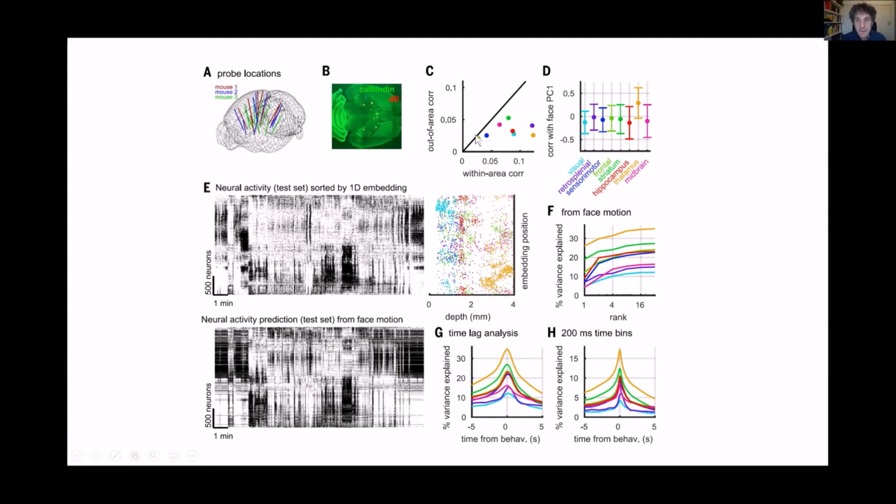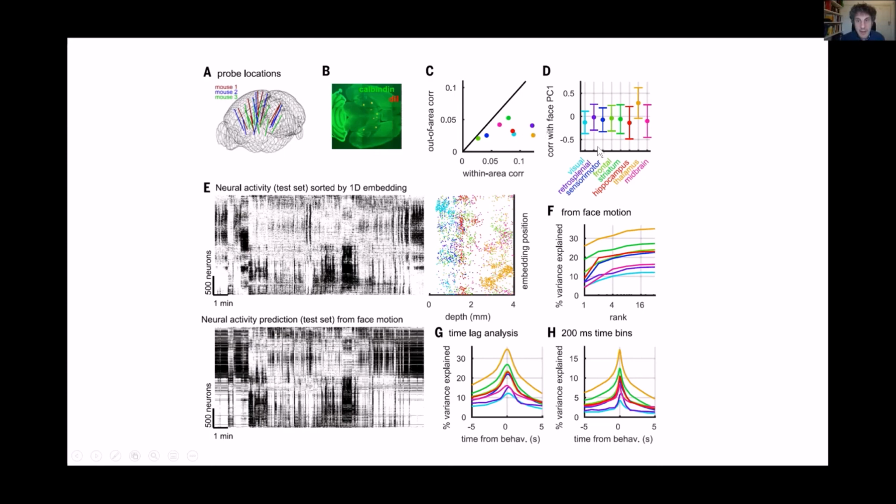Here you see for every dot a different brain area, different parts of the cortex, the thalamus, the midbrain, etc. And the x-axis is the mean correlation between cells within that single area. And the y-axis is the mean correlation of cells in that area with other areas. And you can see that they're all below the diagonal. They're all more correlated within an area than between areas. But there are differences between them. So as an area, the soloist, the one that's least like the brain as a whole, is the thalamus.